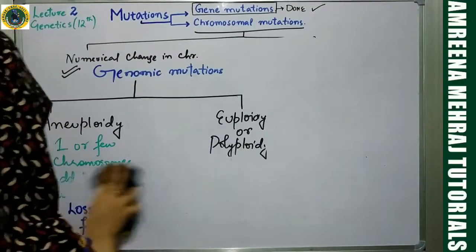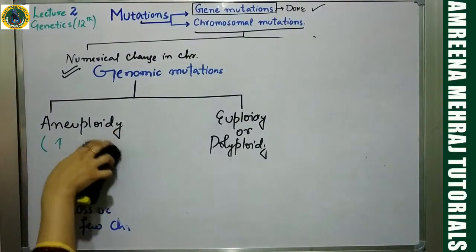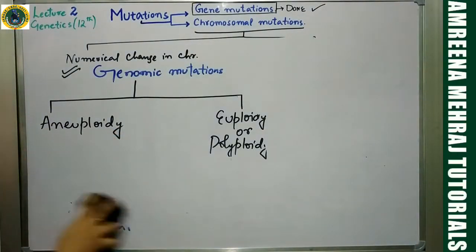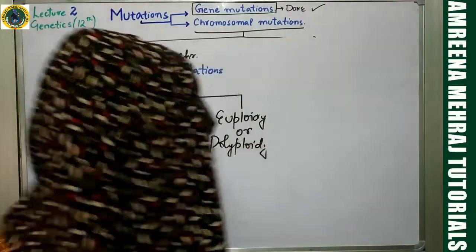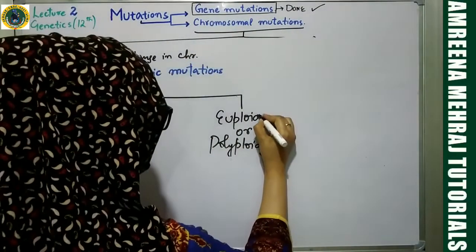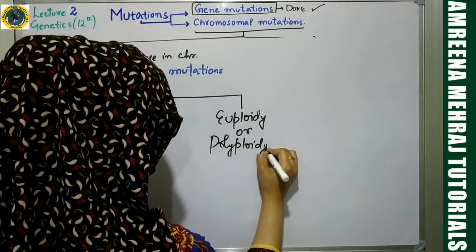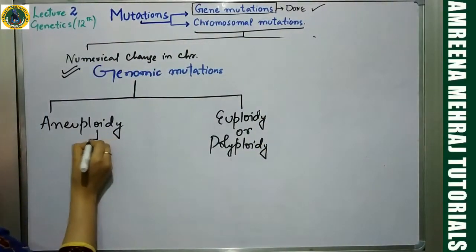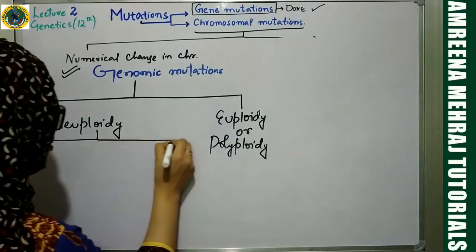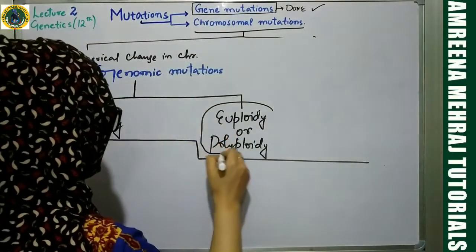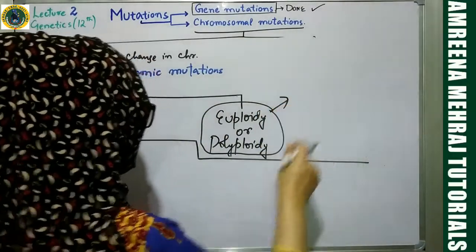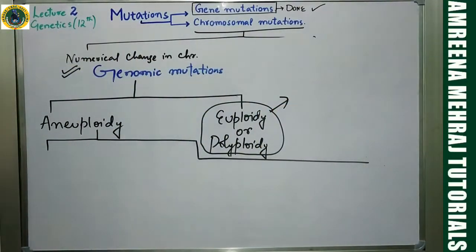Aneuploidy, my dear students, is further of 2 types. Pay attention. We'll go to euploidy and polyploidy in a bit. Let's first try and complete aneuploidy. Aneuploidy is further of 2 types.